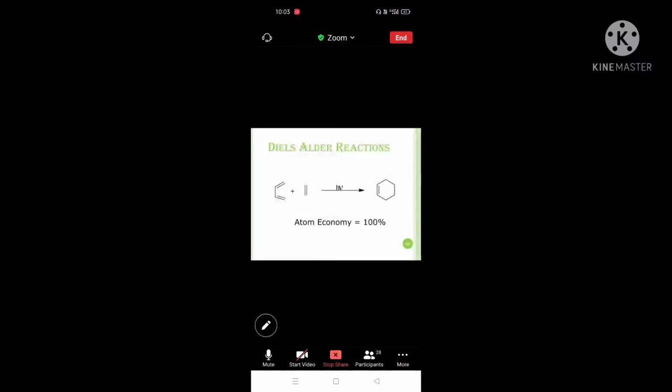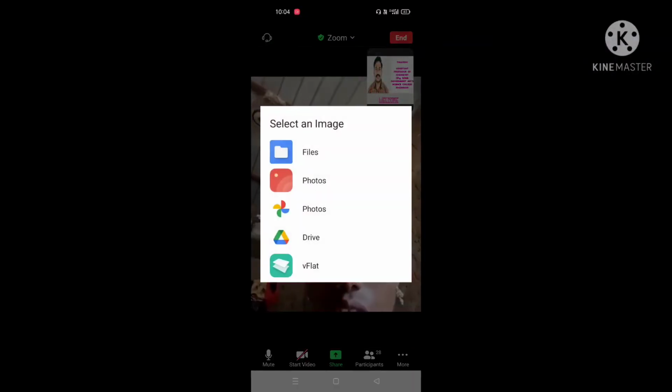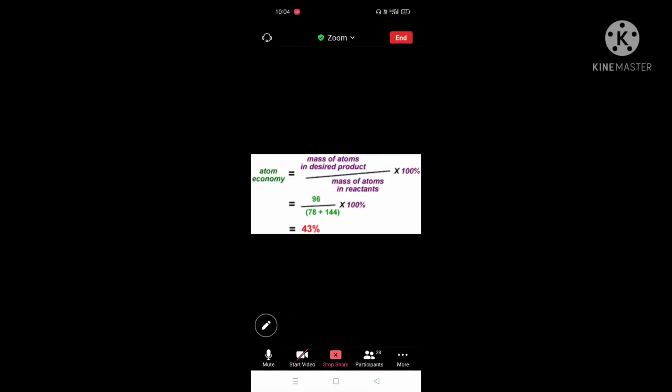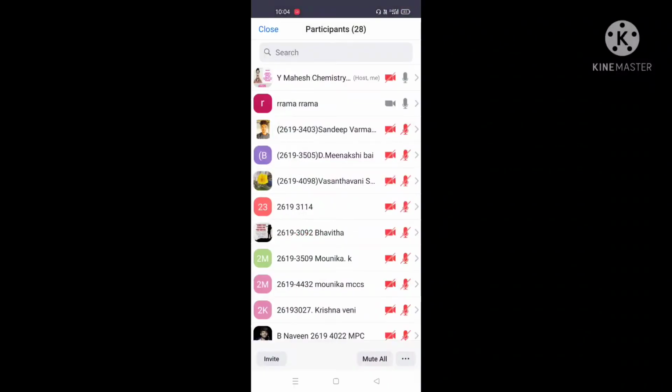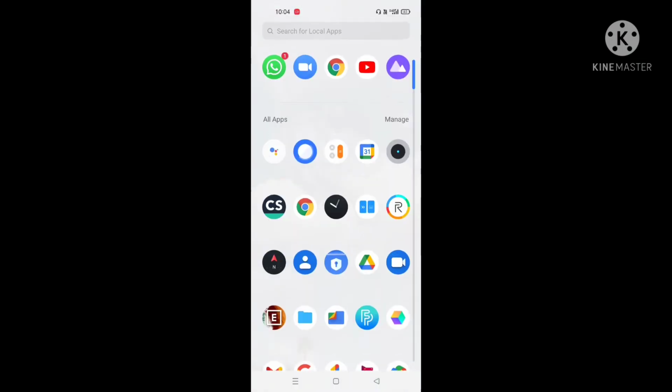So Diels-Alder reaction is one example of an atom economic reaction. So what is the equation of atom economy? So this is the equation of atom economy. The atom economy is the mass of atoms in the desired product. So what product are we preparing? That is the desired product.